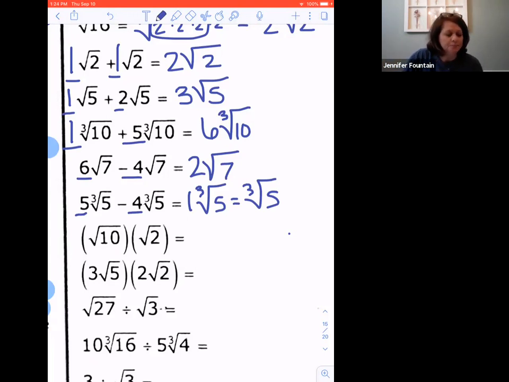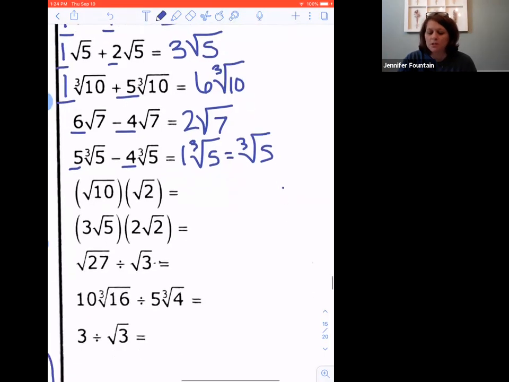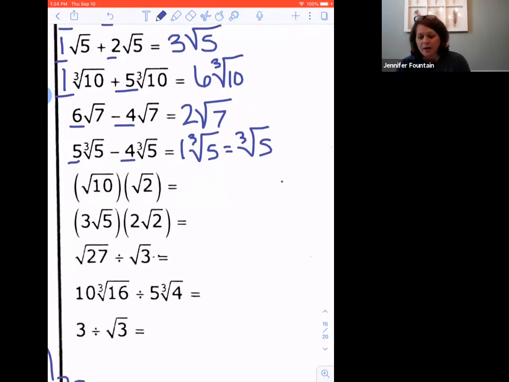All righty. Multiplying. Remember, we talked about how when I have two things I'm multiplying together, I can put them under the same radicand, or my same radical sign. And that's going to be 10 times 2 that I'm putting underneath the radical together.